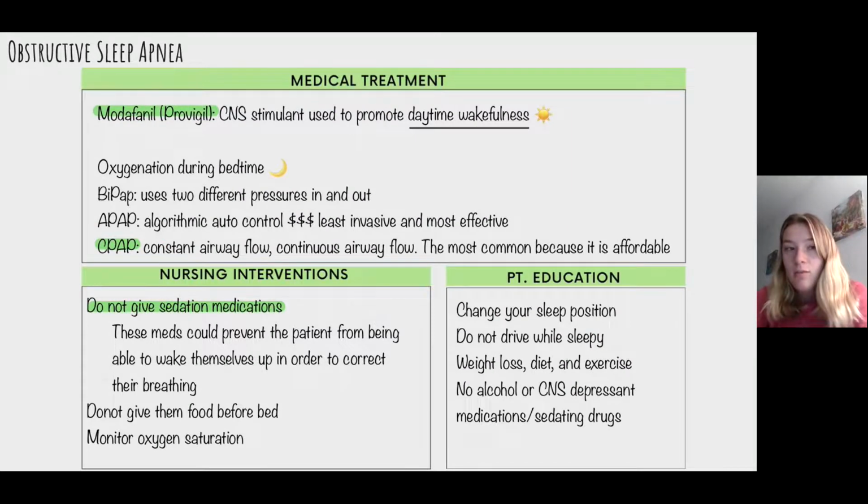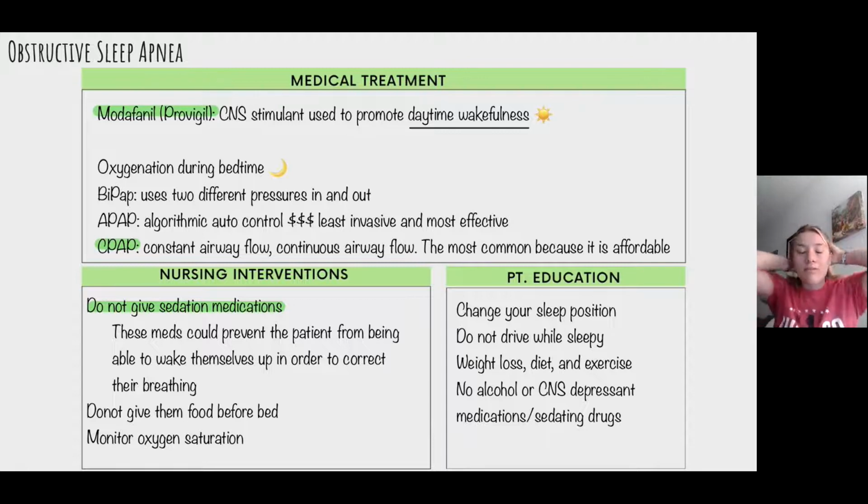So how am I going to treat this? Well, number one, what was our concern? Our concern was safety with the narcolepsy issue. So we're going to give them modafinil. All this does is promote daytime wakefulness. So we can kind of reduce the risk of our patient falling asleep on the job, falling asleep at the wheel, hurting themselves, etc. These patients can also receive oxygenation at that time. Most commonly, the patient is going to be put on a CPAP machine. This is just because it's the most affordable and it gives a patient that constant airflow, but I did include some other different oxygenation masks, things like that the patient can wear at bed.